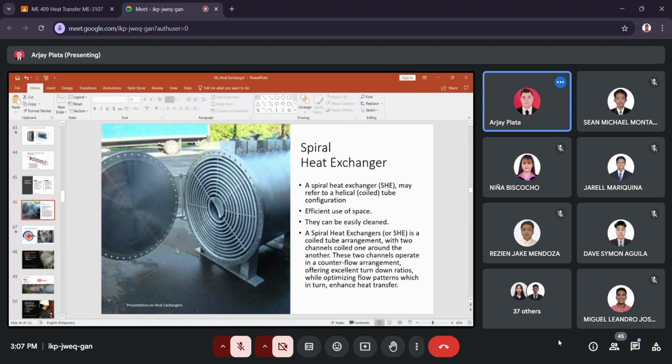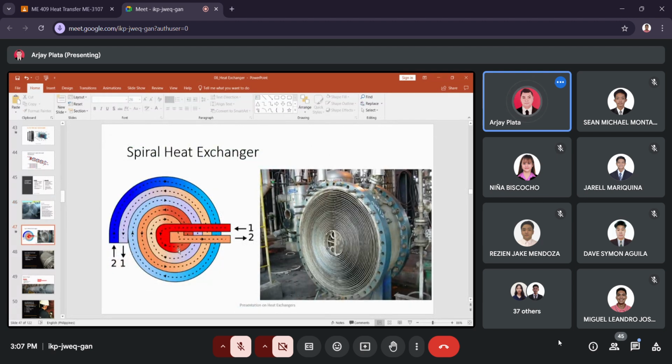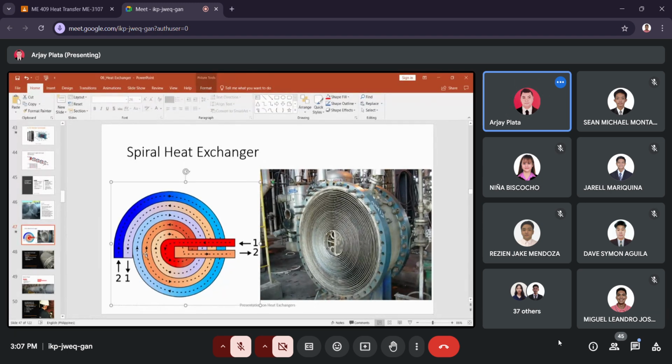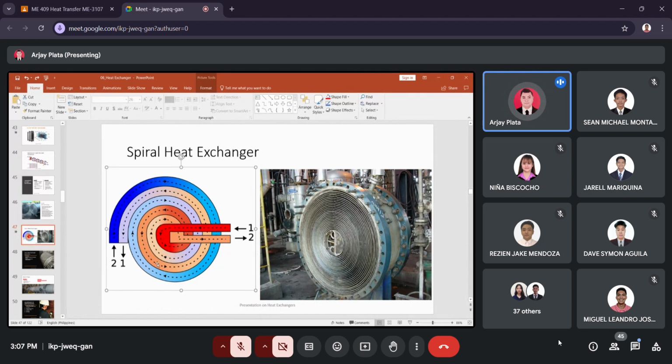Who among you has seen a katol? Just like this one, it's like a katol. We have here the fluid one entering here, then the red one, it goes circular until it reaches the outlet. The fluid 2 is coming from the opposite side here, and then it also circulates. The fluid one is actually the hot fluid.